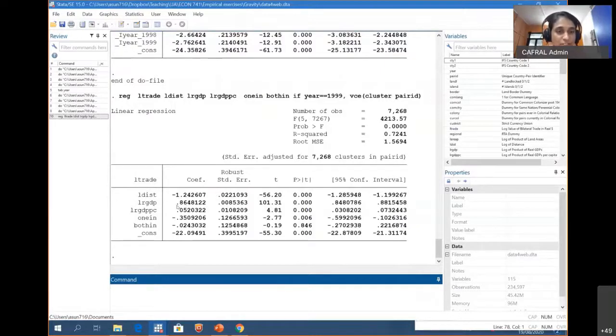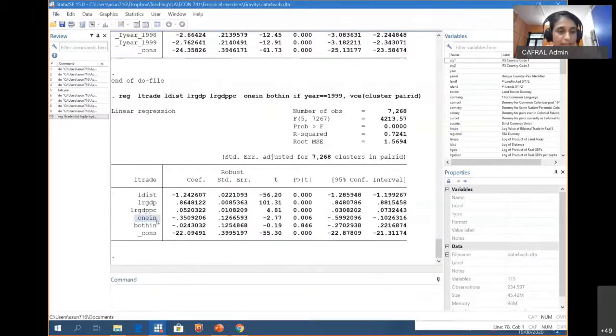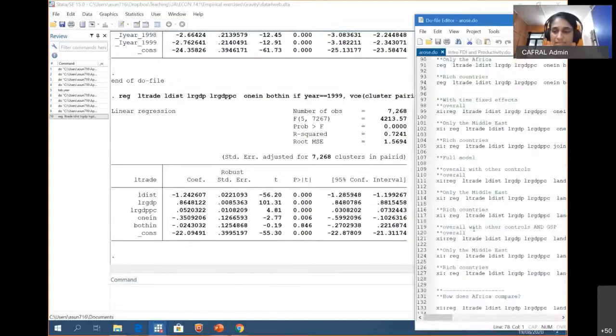Now we have a question in mind, right? We are trying to evaluate the impact of joining the WTO. So let's look at the coefficients on one in and both in. First of all, let's confirm that everything else is looking good. Distance is still negative, close to one, and the product of GDPs is around 0.8. Now, one in and both in are telling us that when countries join the WTO, trade actually goes down between them. Do you think this makes sense, or is this nonsensical? This is certainly not what we would expect, right? I would either expect no effect, or I would expect WTO membership to actually increase trade.